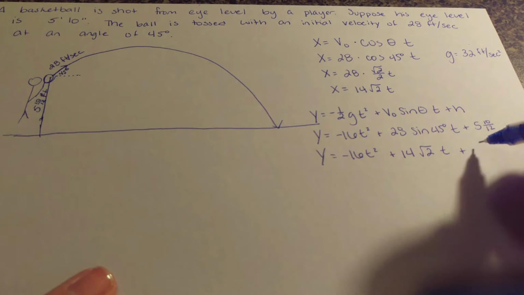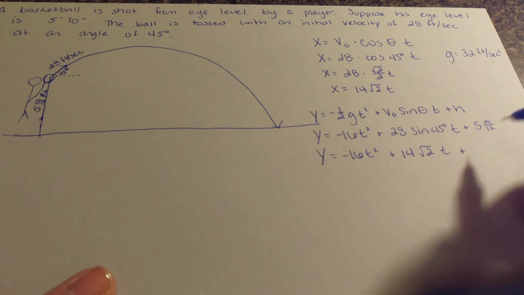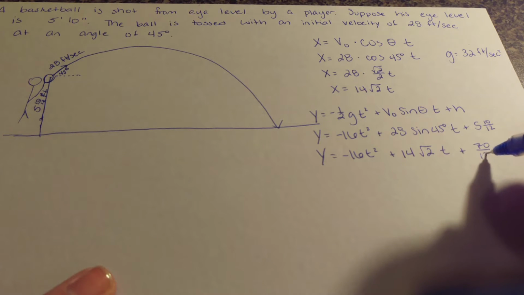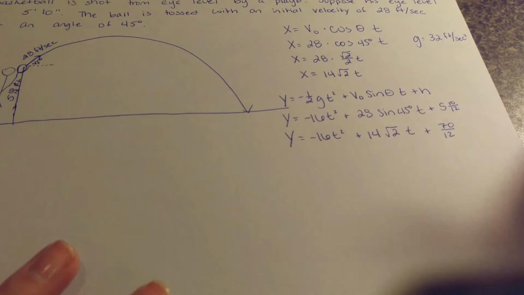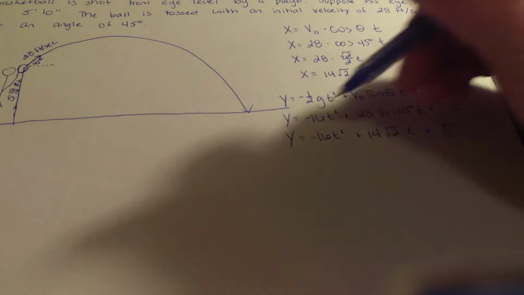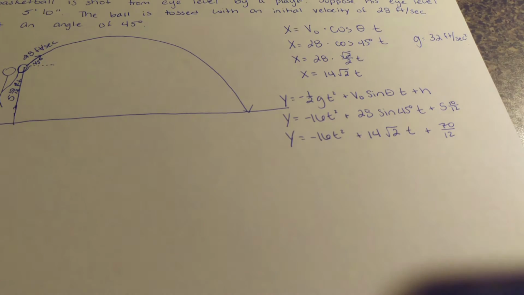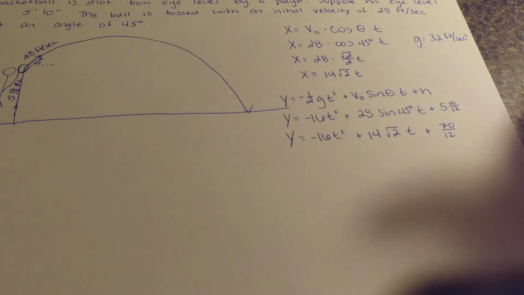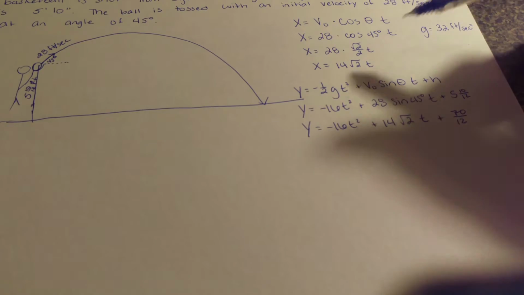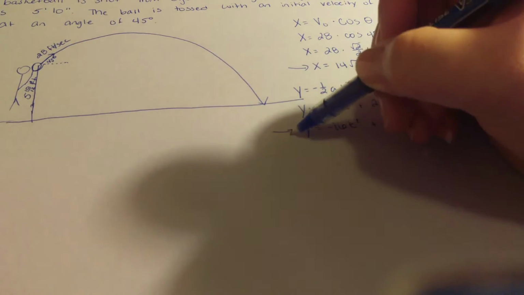Now, I can leave this as a fraction for now. I can even make it an improper fraction, because I want to keep it as exact as possible until I actually plug this into my calculator, so I'm not rounding a couple of times along the way. Okay, so here's my two formulas. There's the x and there's the y.